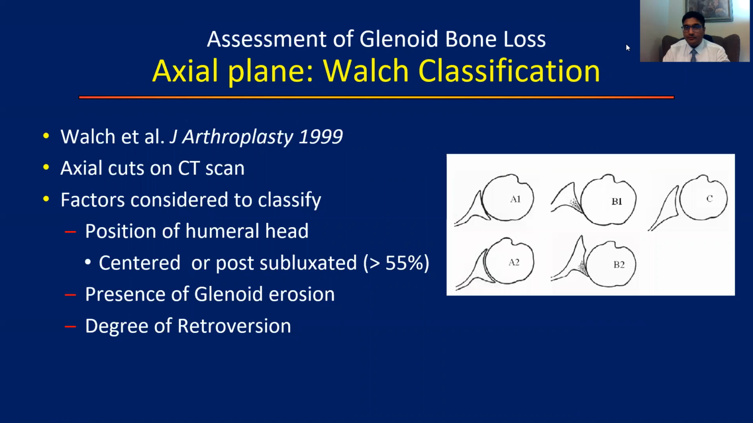Another way to assess glenoid bone loss in the axial plane is using the Walsh classification, which was described originally in 1999. Axial cuts on CT scans are used here. The factors considered in the Walsh classification are the position of the humeral head in relation to the glenoid, either central or posteriorly subluxated, the presence of glenoid erosion, and finally the degree of retroversion.